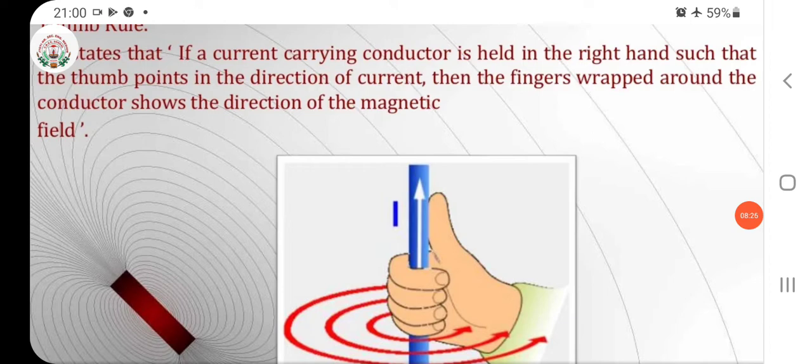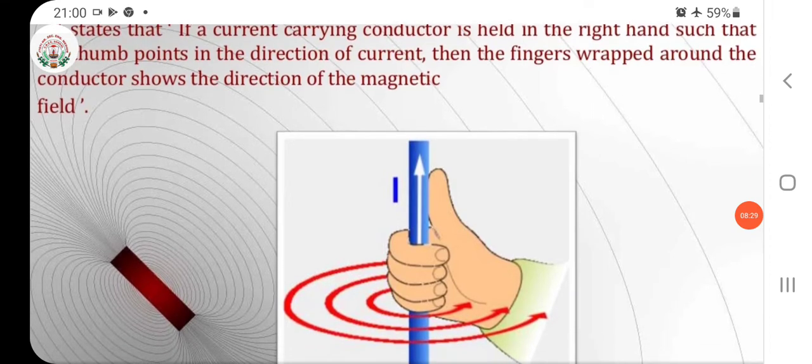According to this, if a current carrying conductor is held in the right hand such that the thumb points in the direction of current, then the fingers wrapped around the conductor show the direction of the magnetic field. See the figure. If the thumb of your right hand points in the direction of the current, then the fingers wrapped around the conductor show the direction of the magnetic field. Clear?